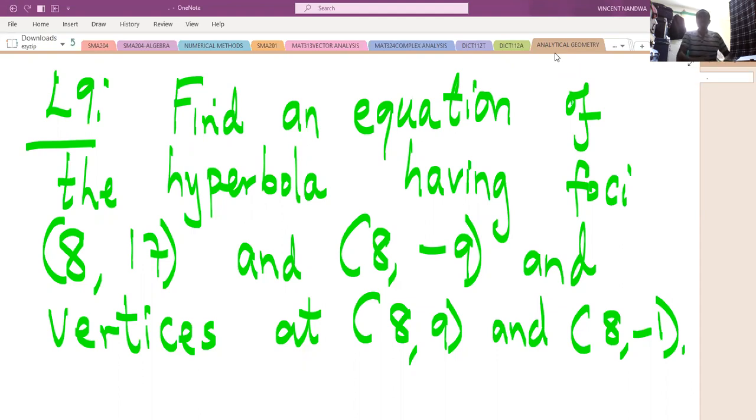So the question reads, find an equation of the hyperbola having the foci (8, 17) and (8, -9), and vertices at (8, 9) and (8, -1). So this problem is not very hard to solve if you understand the meaning of foci and vertices for a hyperbola. So let's start solving.